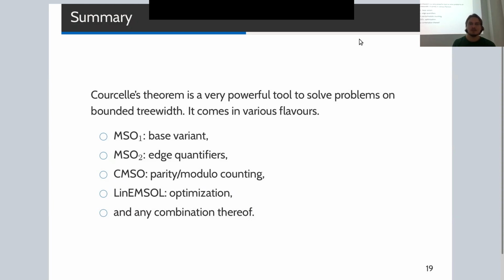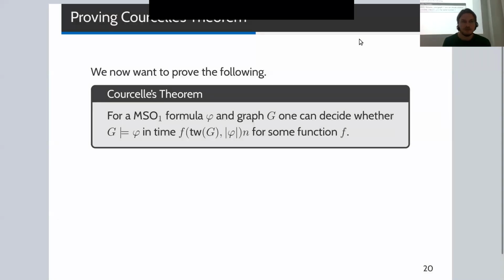Okay. Any questions up until now? If not, then I would like to dive straight into the proof. So this is a very nice proof, I believe. And historically, there have been different ways to prove Courcelle's theorem. We're going to focus just on this base variant of MSO1 model checking, no optimization, no edge quantification, just the base version.